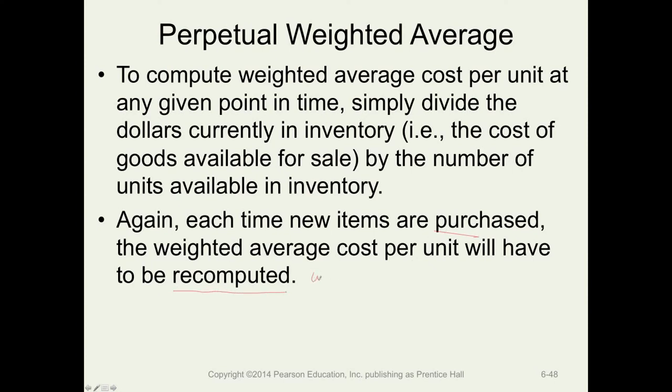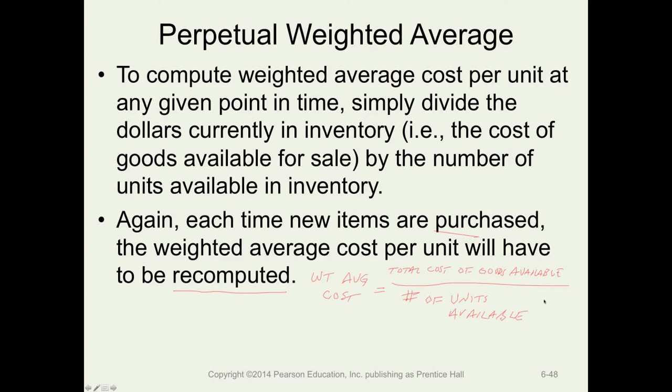So the average cost, or the weighted average cost, is very simply the ratio of the total cost of goods available over the number of units available, and it is computed after each purchase.